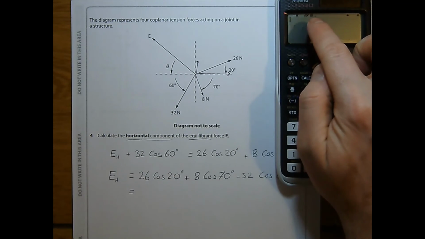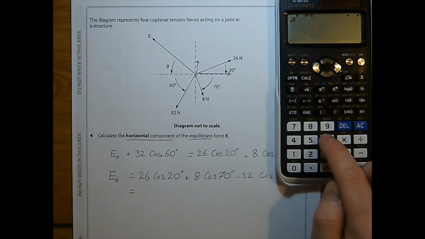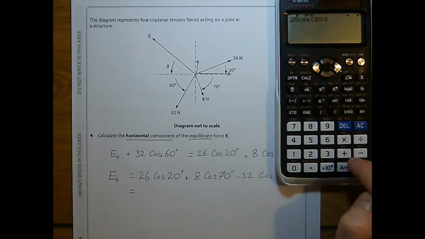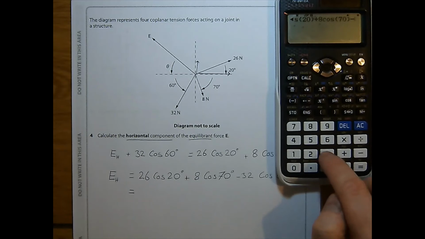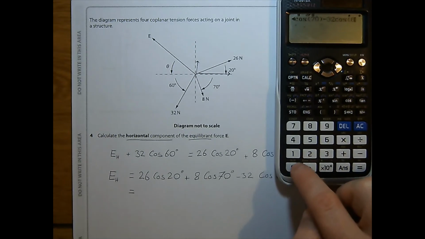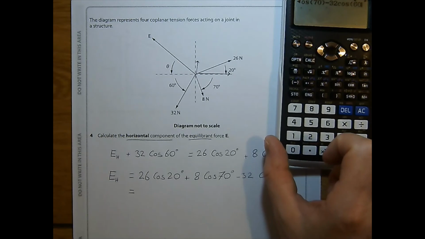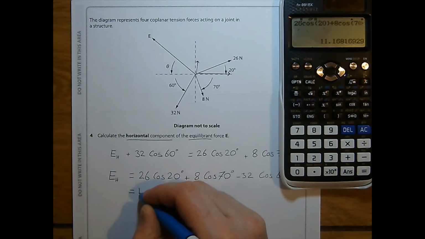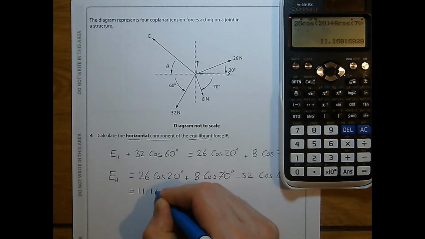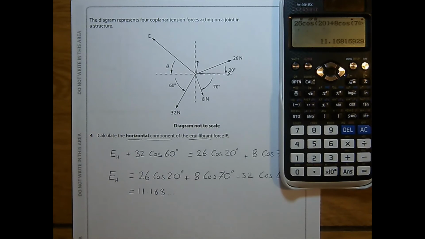First of all, check that we're in degrees mode. The letter D is there. 26 cos 20, 8 cos 70, minus 32 cos 60. 60 is just under there. Hitting equals, we get 11.168, etc. Rounding to, I guess, three significant figures, 11.2 newtons to three significant figures.